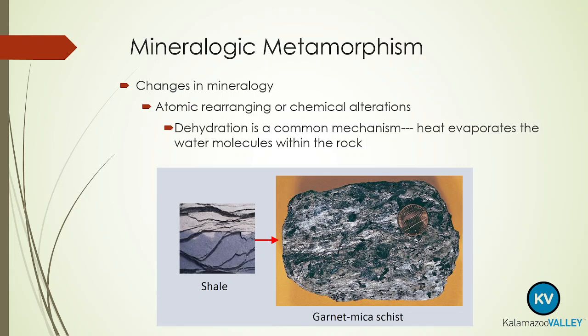One example of this is the metamorphism of shale to a garnet mica schist. This would be a very high-grade metamorphism. It takes an awful lot of heat and pressure to get from a shale to a mica garnet schist. You can probably see that there have been a lot of changes just visually by these two images.